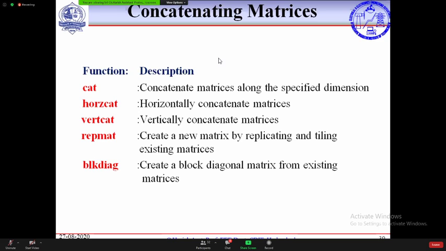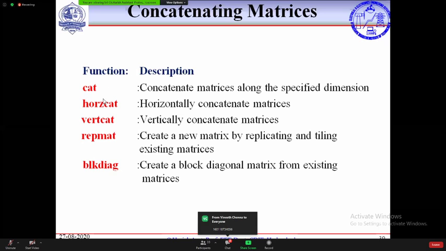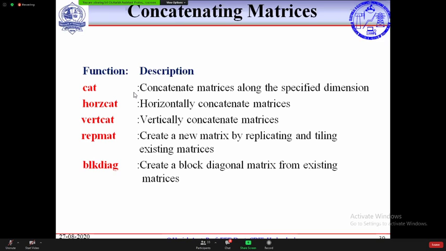In concatenating matrices, we are going to have various concatenations. We will have a small discussion regarding the concatenation. Concatenation, we will write it as CAT. In short, we write concatenate as CAT. This is a command for concatenation. Concatenate matrices along the specified dimension means CAT of n by m will have some row operations and column operations. We'll see what is meant by concatenation.